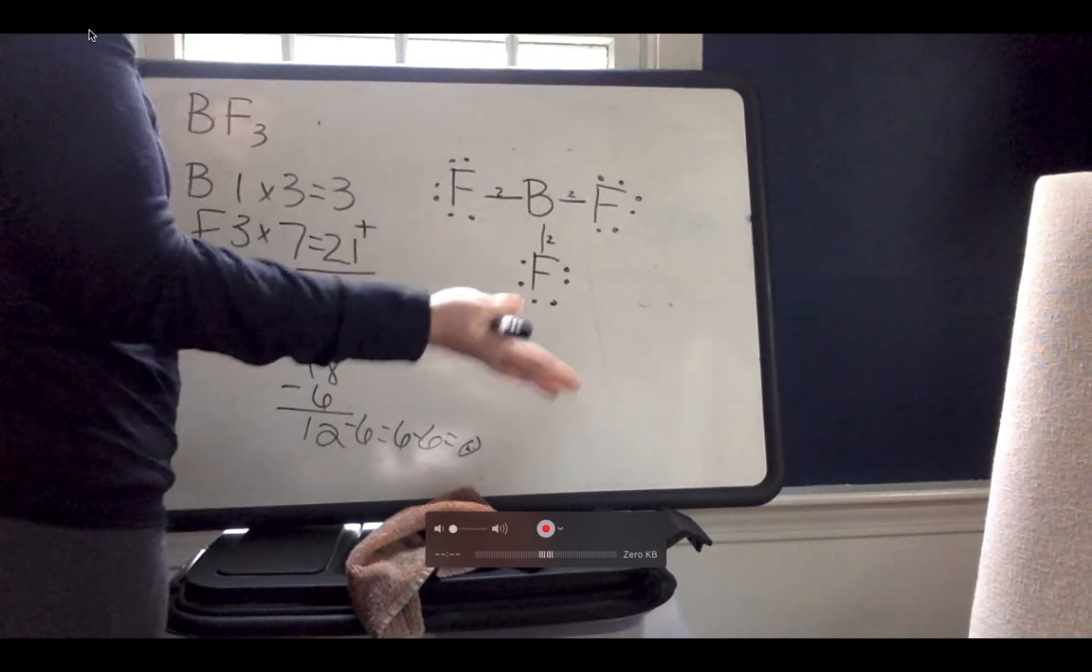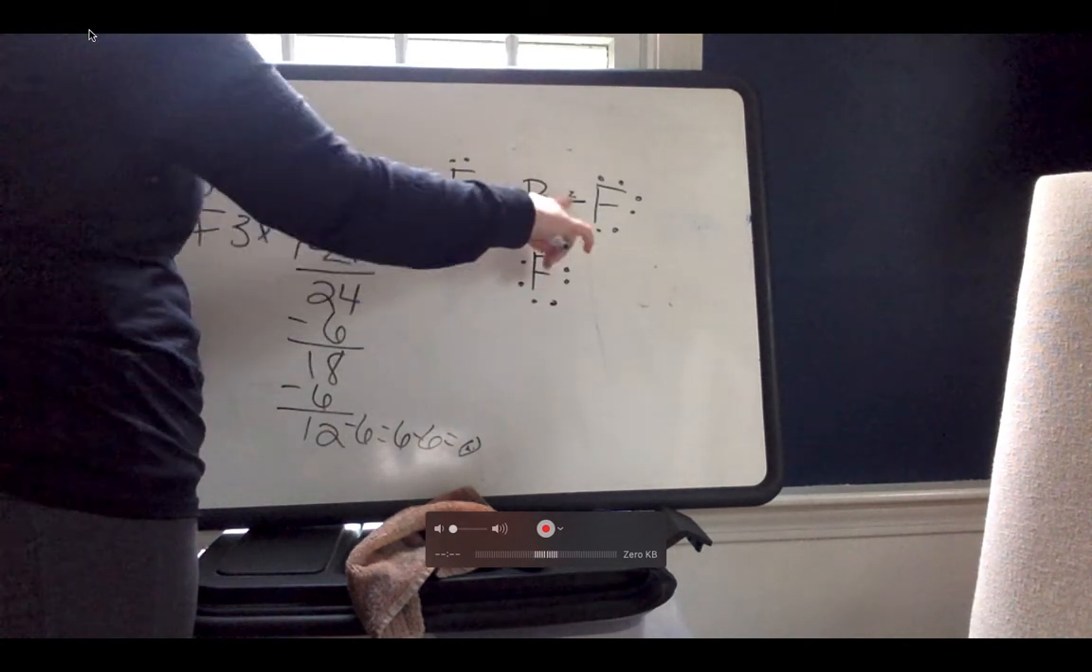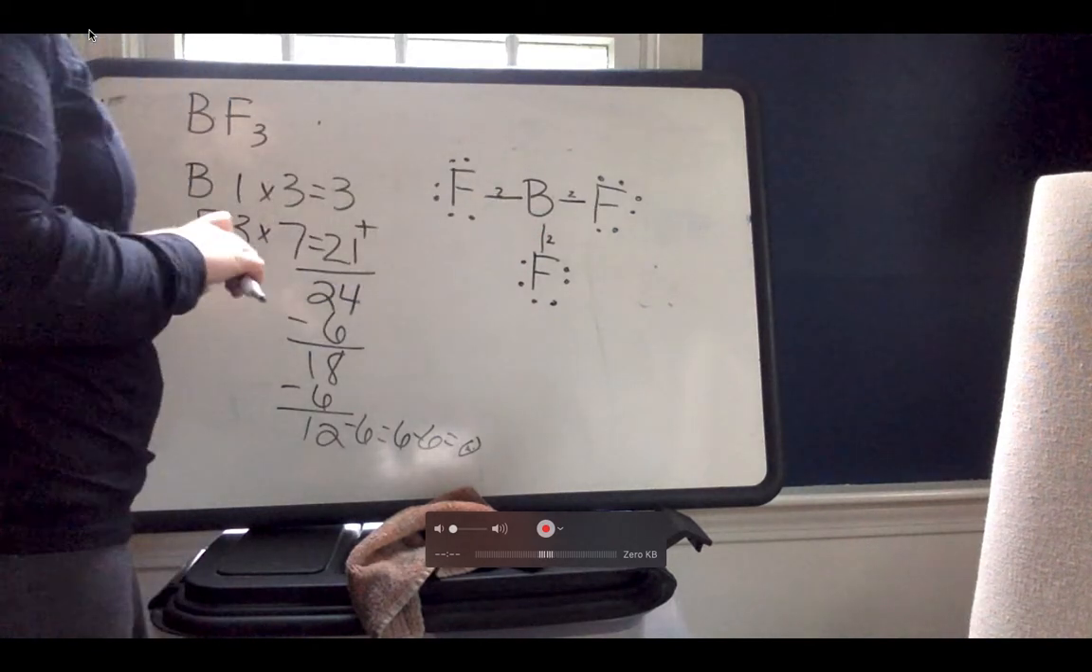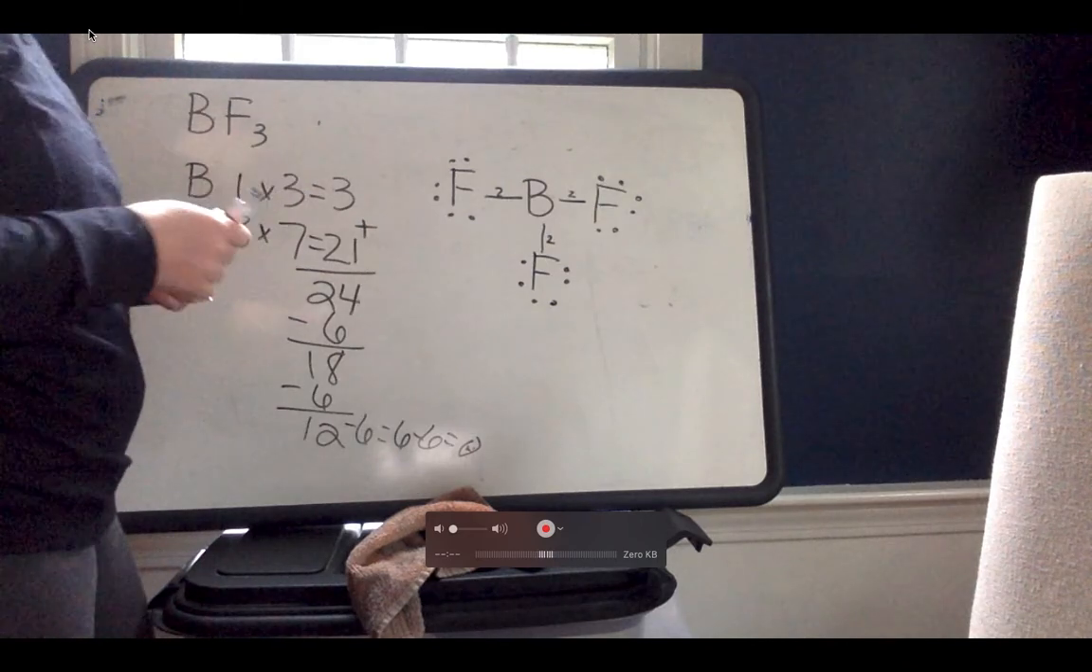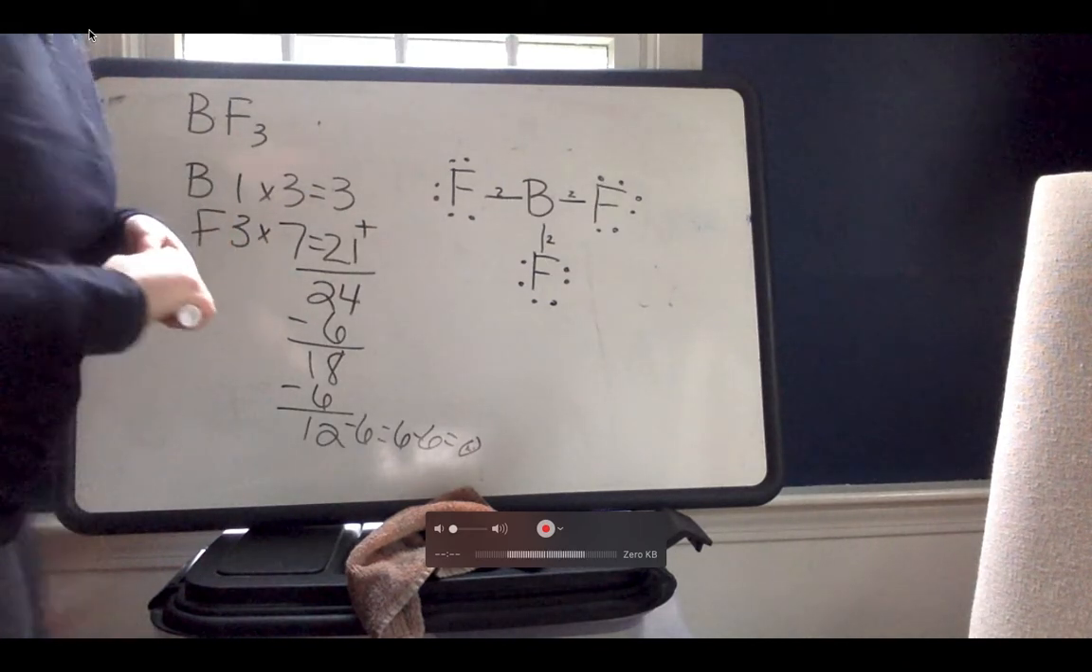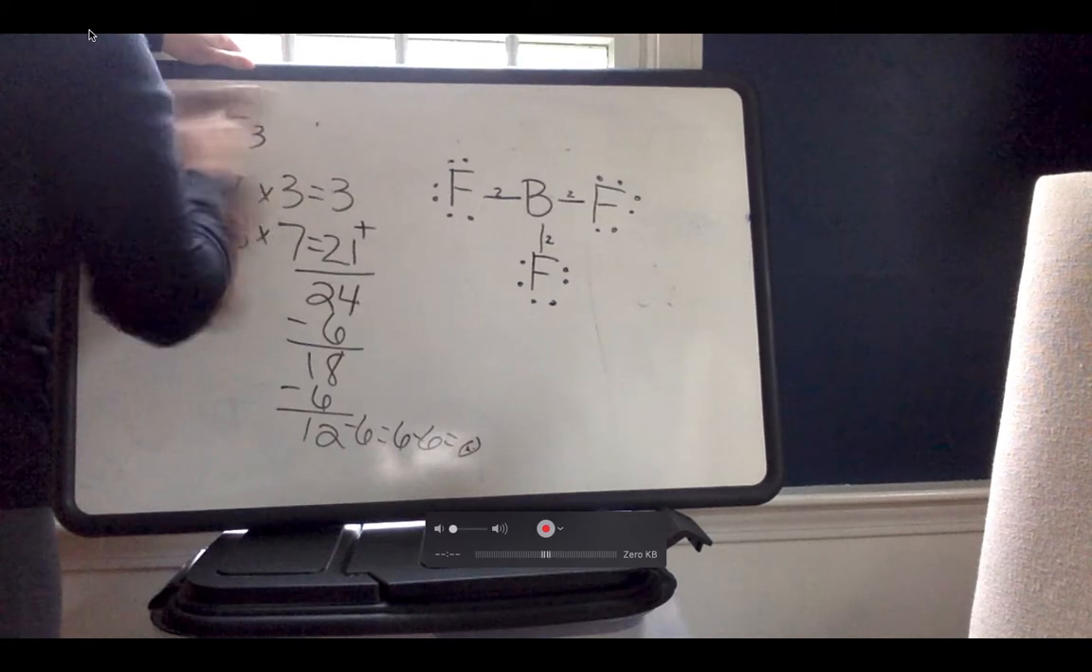Now this is a happy structure. We have our single bonds, and like we said before, boron was happy with 6, so there's nothing going to go at the top here. So it is an asymmetrical one, okay? All right, let's do another one together. Let me erase.